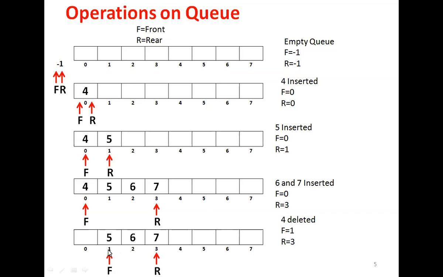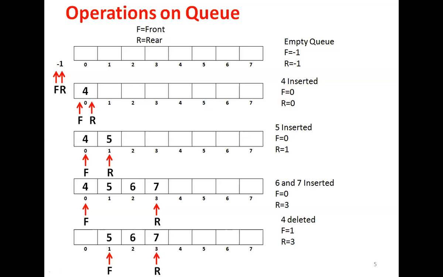Here you can see in this case, now our rear is pointing to 3. Now suppose we want to delete this 5. So after deletion of 5, what will be the value of f? 2. Again I am deleting 6. What will be the value of f? 3. Now I am deleting 7. Now what will be the value of f? 4. Now tell me, at that time queue is empty or some data are there in the queue?